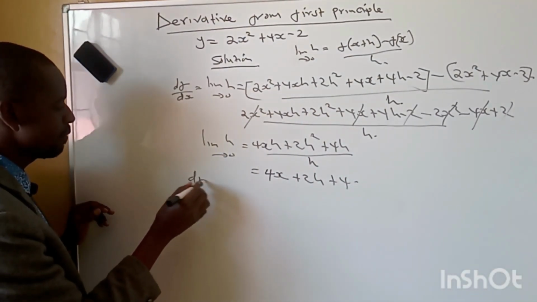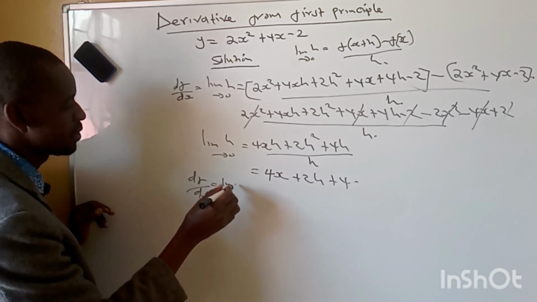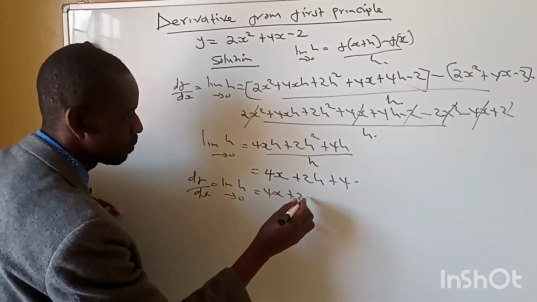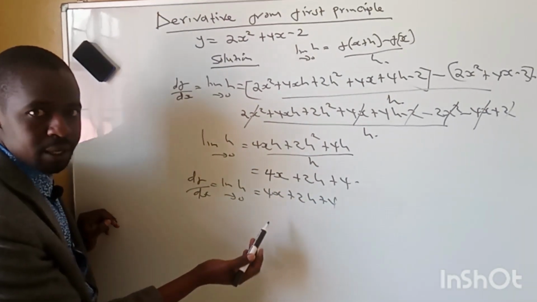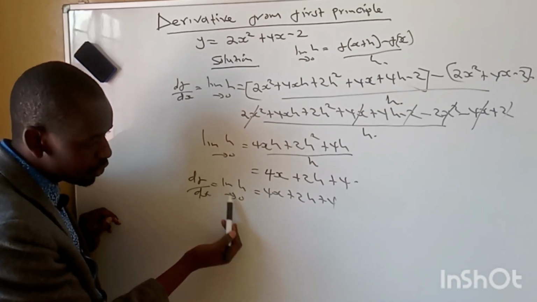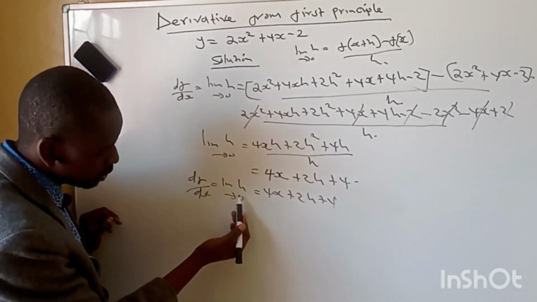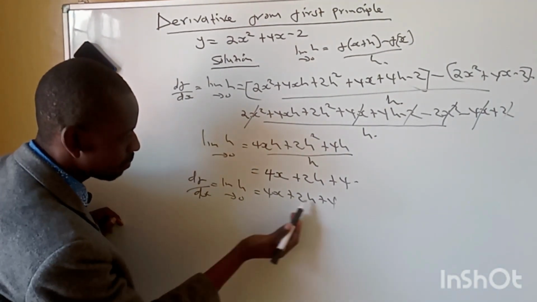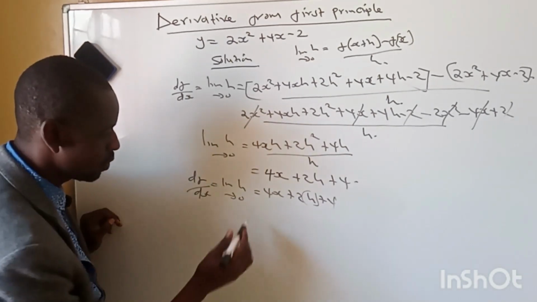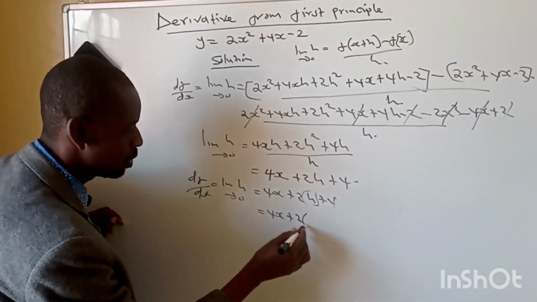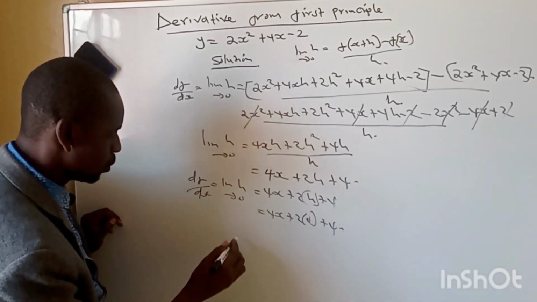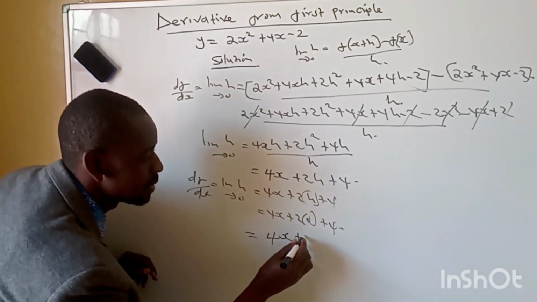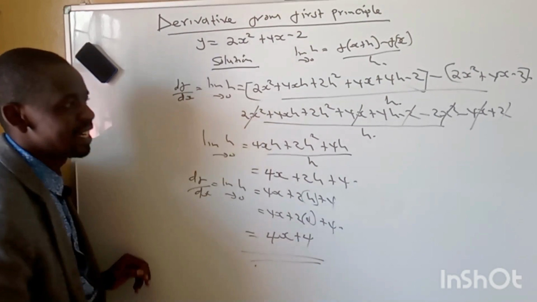So we have df over dx, as the limit h is tending to 0, 4x plus 2h plus 4. But now, be attentive here. As h is tending to 0, getting smaller and smaller, then put 0 where there's h. So we have 4x plus 2 times 0 plus 4. So our final answer, the derivative, becomes 4x plus 4, as you can see.